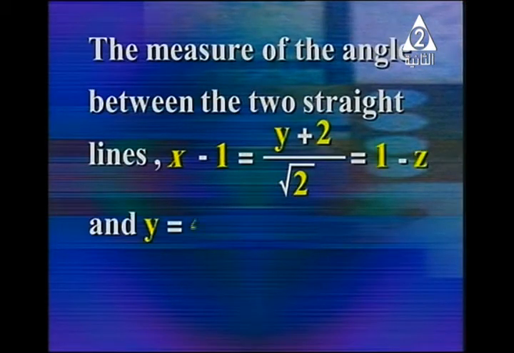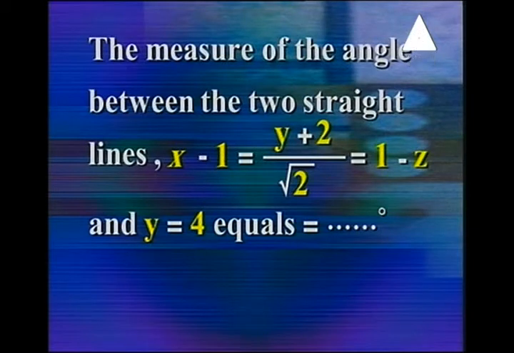Look at, dear student, measure of the angle between the two straight lines x minus 1 equals y plus 2 over root 2 equals 1 minus z, and y equals 4. Remember, dear student, measure of angle between two straight lines. We have two straight lines. The first line, its equation x minus 1 equals y plus 2 over root 2 equals 1 minus z. The second line, y equals 4. What is the measure of the angle between?